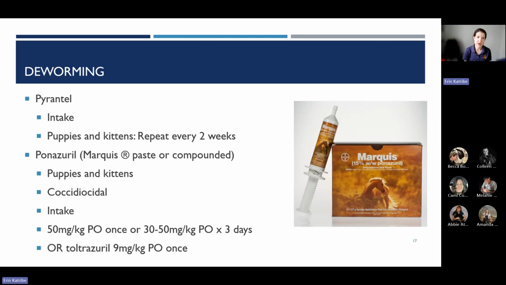All right, let's move on to other preventive care. So deworming, typically what we're going to do is pyrantel on intake, and in puppies and kittens, we're going to repeat that every 2 weeks. I usually do that whenever they're getting revaccinated.